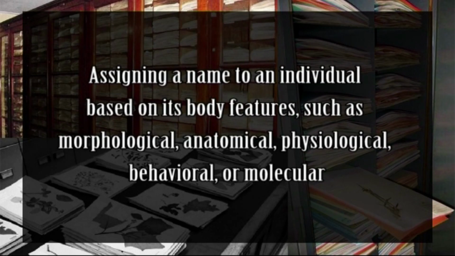In our today's lecture, we will be discussing identification, procedure and methods. In this lecture, we will highlight various methods of identification and correct determination of plant names. Identification in biology is the process of assigning a name to an individual based on its body features such as morphological, anatomical, physiological, behavioral or molecular. The term determination may also be occasionally used as a synonym for identification.